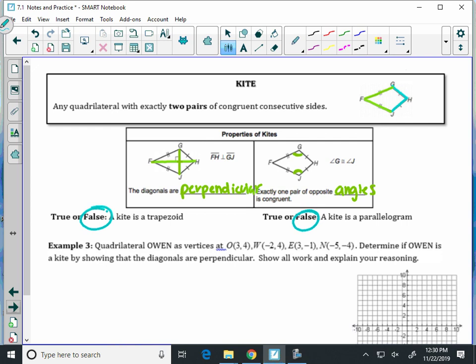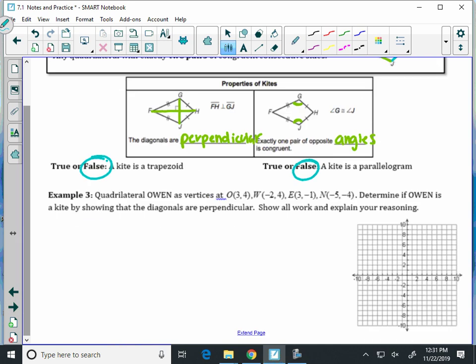So our last example, we have quadrilateral ONWE. There are four vertices. We're going to determine if ONWE is a kite by showing that the diagonals are perpendicular. So go ahead, plot those points. Connect. And it should look something like that. And we're done. I think it's really helpful for you to label.